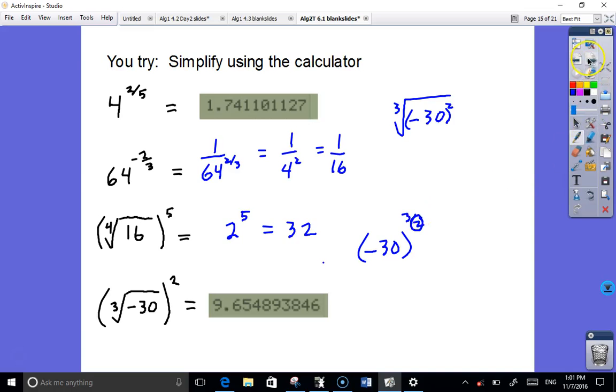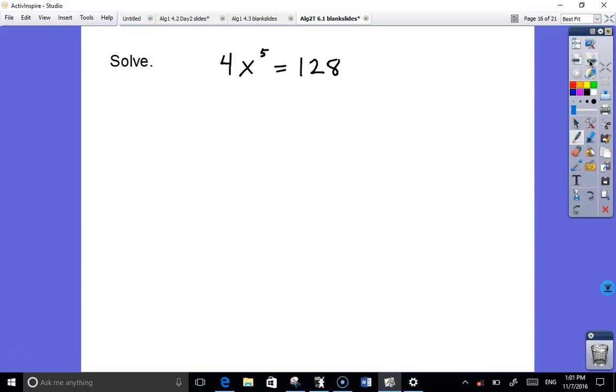Okay, next. So now we can get to solving equations. We're going to do a lot more with solving equations in the 4th lesson in this unit. But for right now, we're going to treat this like we did solving quadratics by taking square roots. If you remember, if you had something like 4x squared equals 64, then the strategy was to isolate the squared, and then take the square root of both sides. Here we're going to do the same thing. We're going to isolate the x to the 5th, and then take the 5th root of both sides.